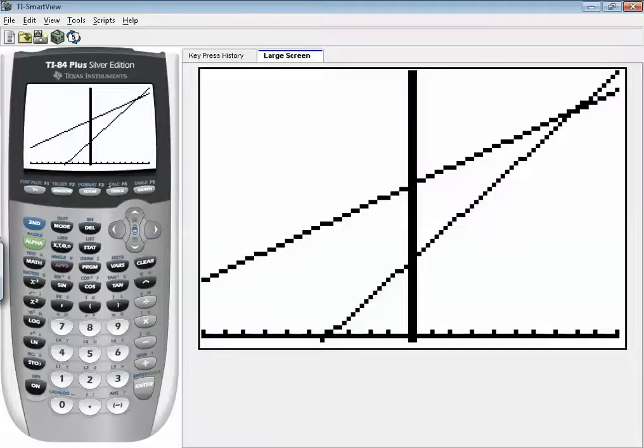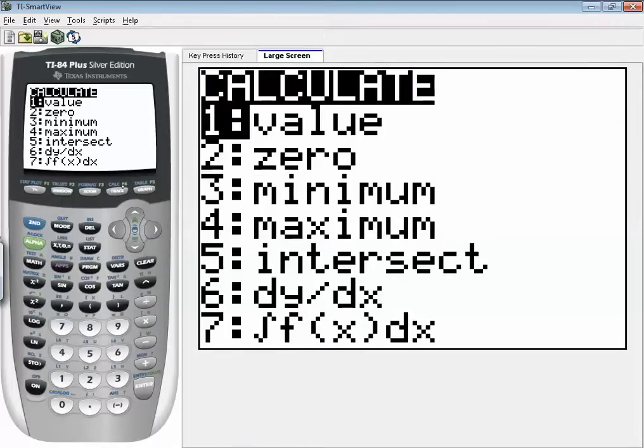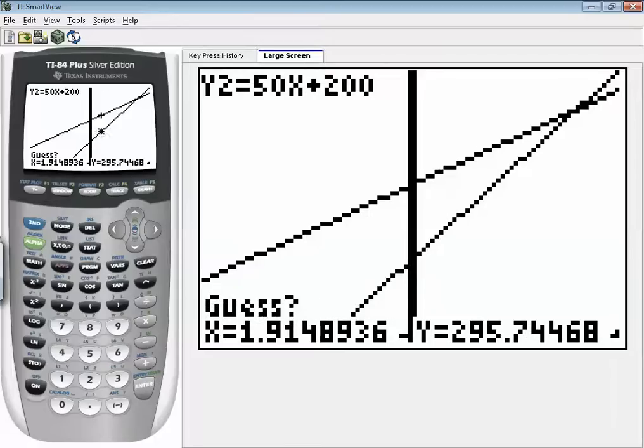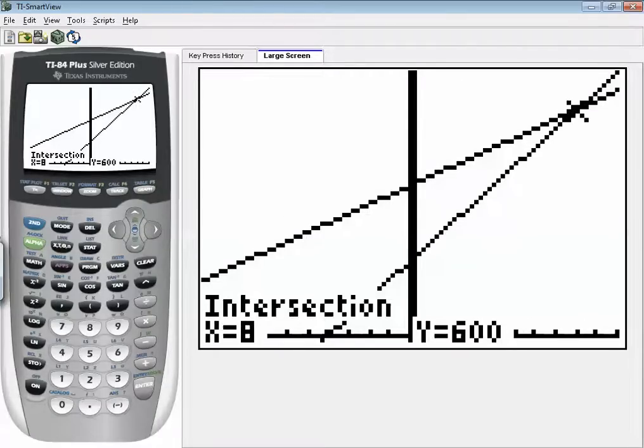So then you're going to hit the calc function, which is second trace. So you hit second and then trace, you're hitting calc, and then you're going to hit intersection, which is 5, and it's going to ask you for the first curve. If you hit right and left, you'll see that cursor. Curve can be a line, that's fine. You hit enter, and then it asks you for the second one, and then it asks you for the guess. So I'm going to bring this cursor decently over. You're going to have to click a few times here, that's fine, and hit enter. And the intersection is brought up on the screen.